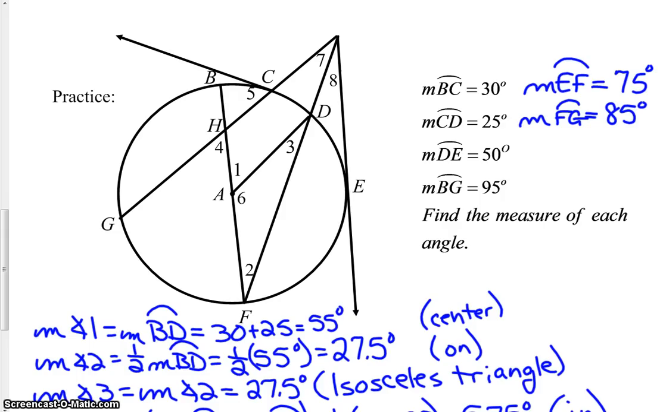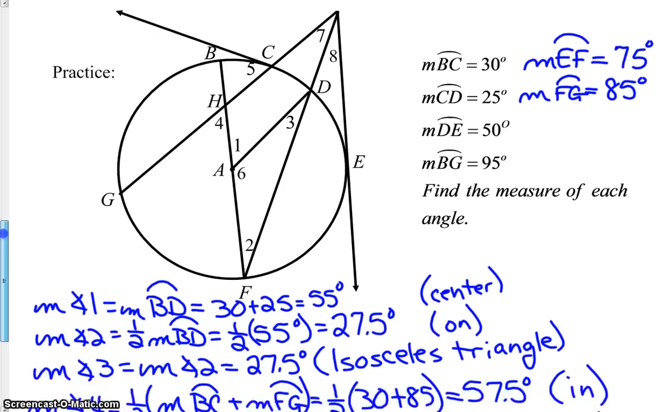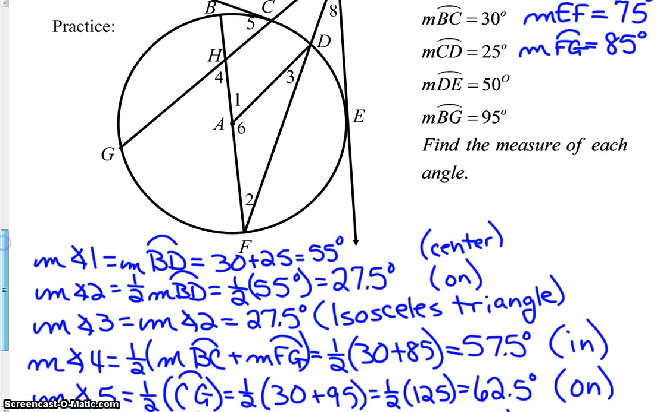Notice because of the diameter, I was able to determine that arc EF was 75 degrees and arc FG was 85 degrees. When I looked at angle 1, the vertex was at the center, so the angle was equal to arc BD. I had to add arc BC and CD together to get 55 degrees. Angle 2, it was going to be half of arc BD because it was on the circle. So half of 55 was 27.5 degrees.